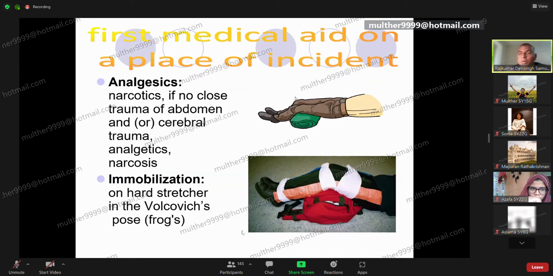So now comes how to give first medical aid to the patient. First medical aid is done on the road.